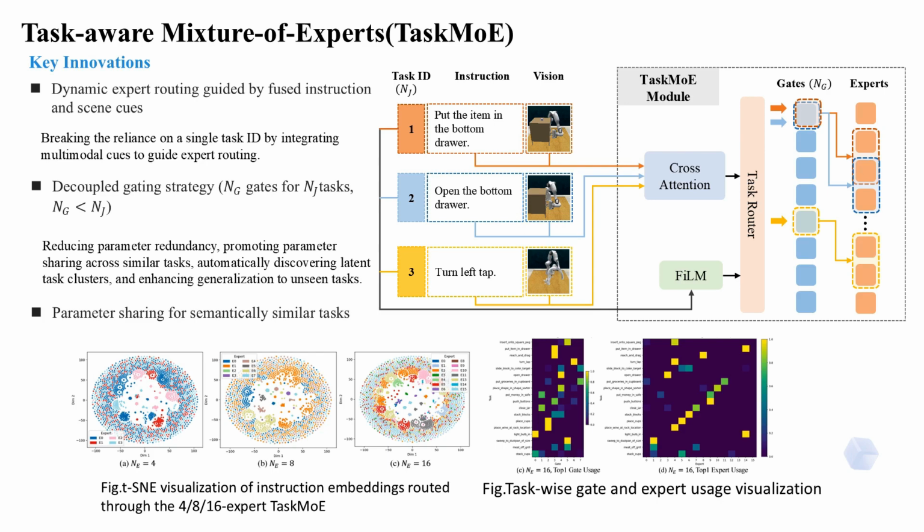The second component is Task-Aware Mixture of Experts, or TaskMoE. It addresses generalization in multitask manipulation. A single shared encoder, or routing based only on task ID, can suffer from task interference. TaskMoE uses the instruction, task ID, and visual features as routing conditions, and selects experts through a task router and gates. This encourages semantically similar tasks to share parameters without simply increasing experts for every task. The TSNE and expert usage maps show that different experts specialize in different visual semantic patterns.